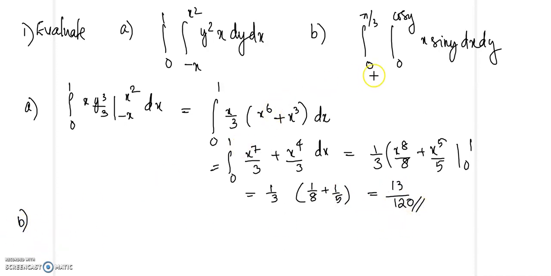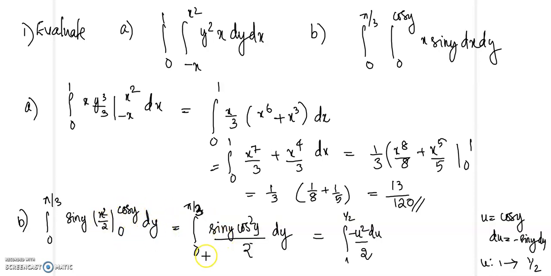Now the second integral. First we need to integrate with respect to x. When we integrate with respect to x, we get x square by 2, with sin y outside. Applying the limits from 0 to cos y, dy. So we get integral 0 to pi by 3 of sin y into cos square y by 2 dy.